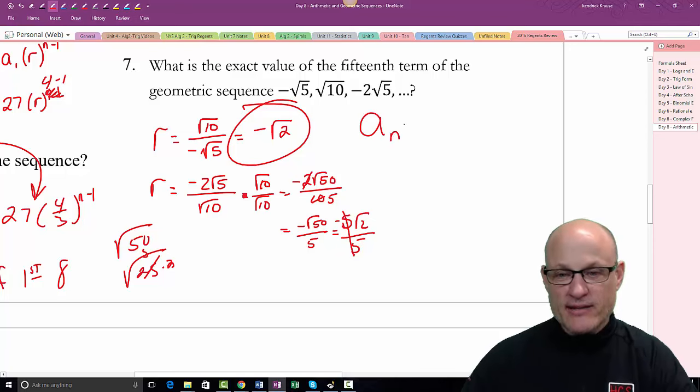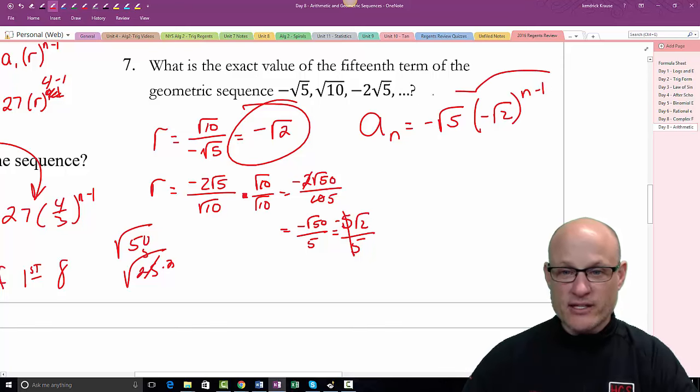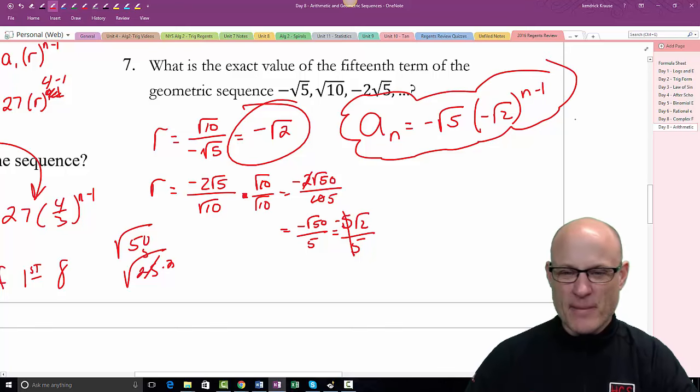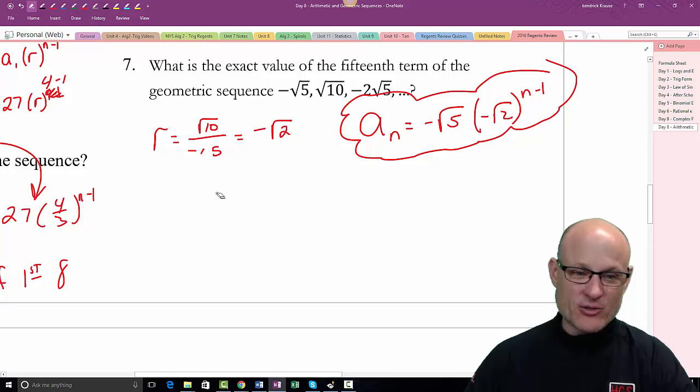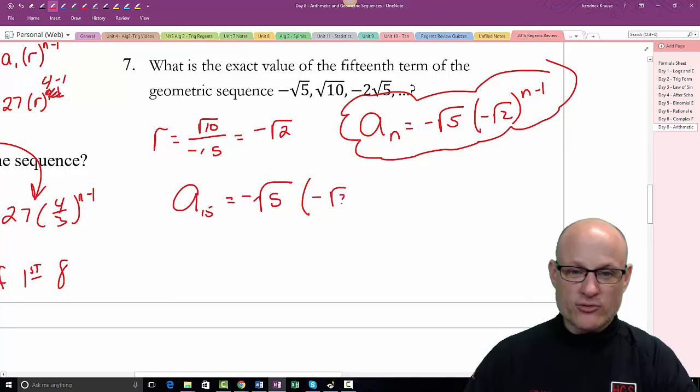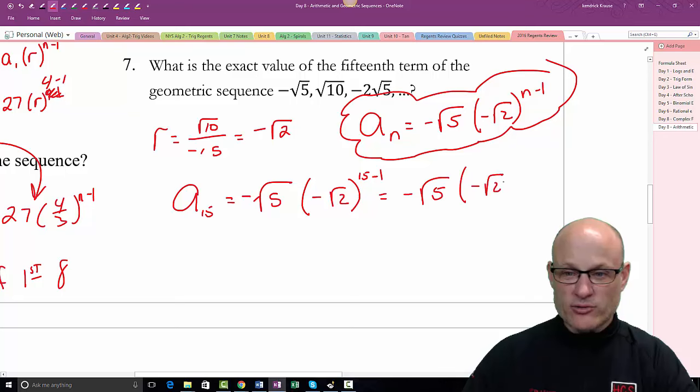So I want a sub n is equal to, the first term is negative square root of 5, times negative square root of 2 to the n minus 1. So that's the equation. Ooh, that one's a pain in the neck. So I want a sub 15. Wow. And I want the exact value of a sub 15. So what I've got to do is this. a sub 15 is equal to negative radical 5 times negative radical 2 to the 15 minus 1, which is really negative radical 5 times negative radical 2 to the 14th power.